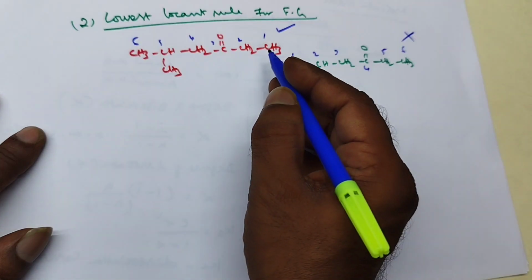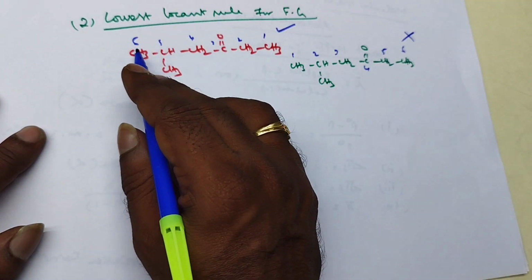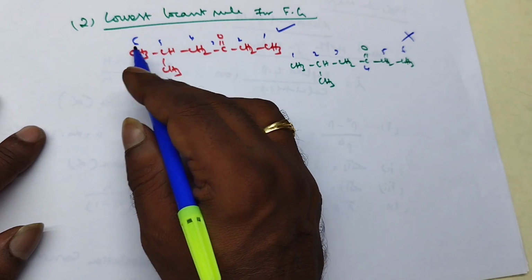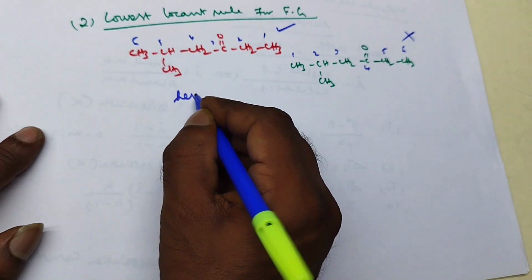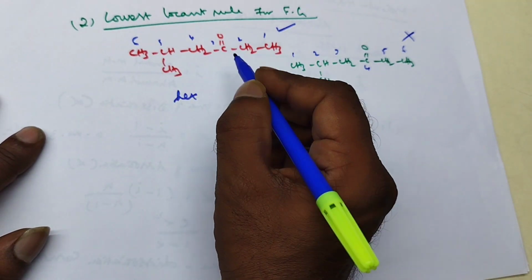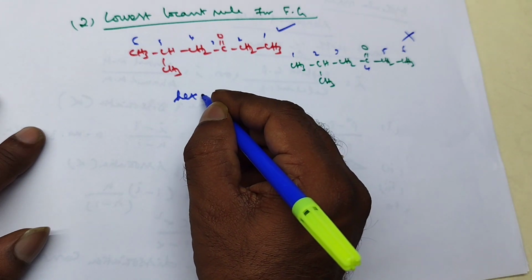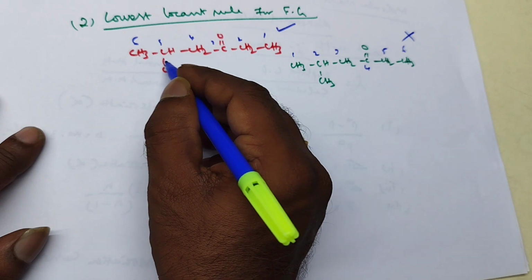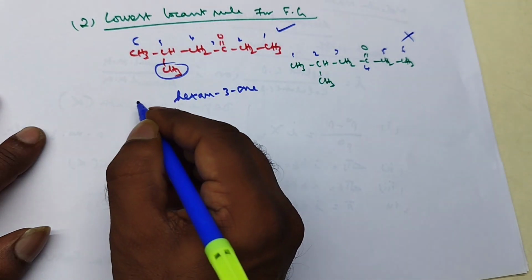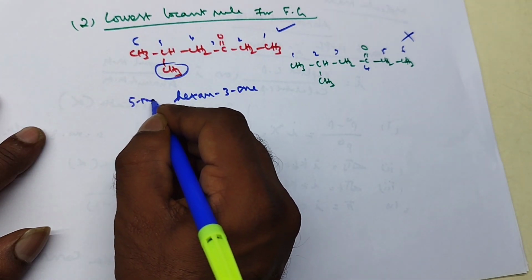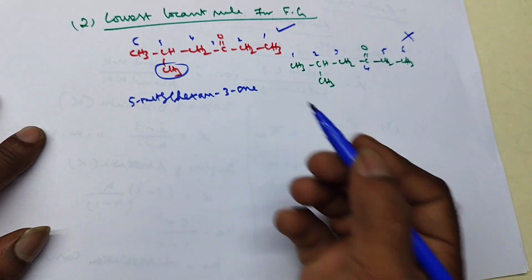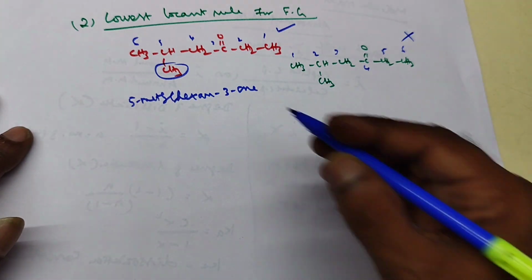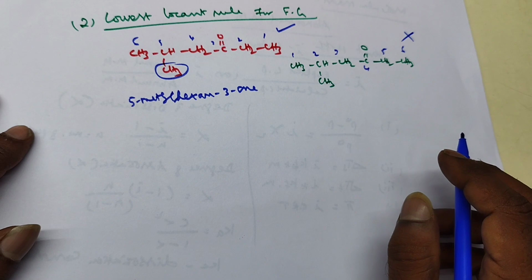So if you number the carbon atoms from here, what is the parent name? 1, 2, 3, 4, 5, 6, this is hex. And at 3 we have a one, hexan-3-one. And at 5 we have a methyl substituent. So 5-methylhexan-3-one. This is the correct way of numbering the carbon atoms.